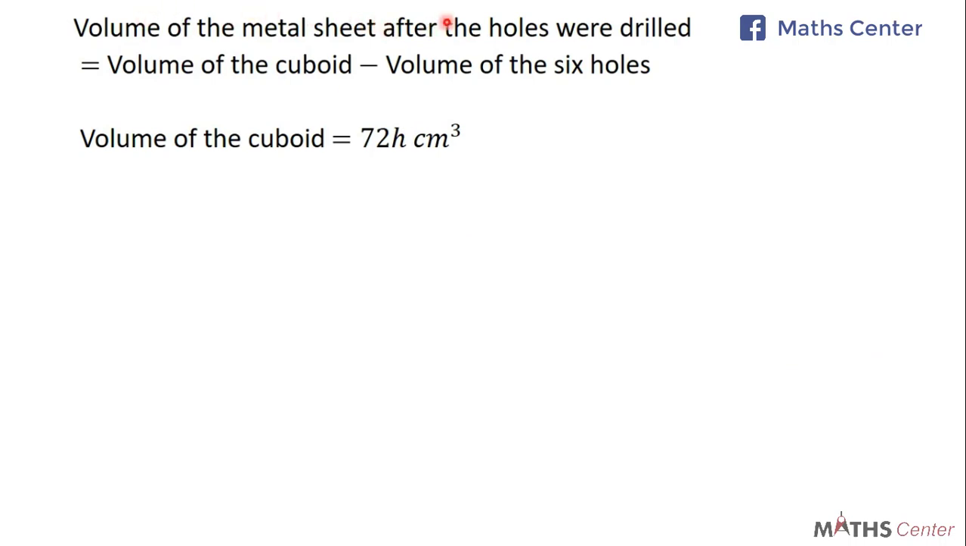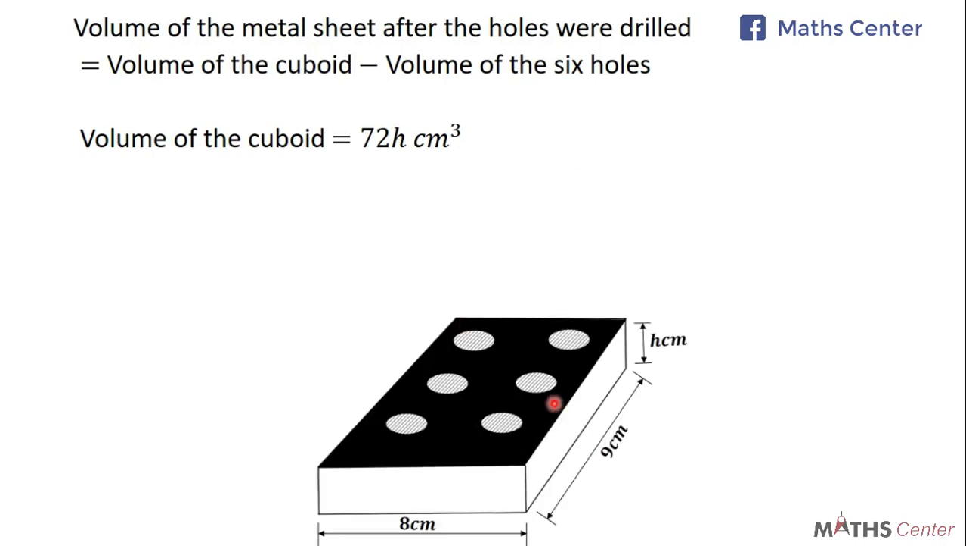Volume of the metal sheet after the holes were drilled is equal to volume of the cuboid minus volume of the 6 holes. So now we have drilled 6 holes into the metal sheet as we have here. So the volume after the holes were drilled will be the volume of the cuboid, that is before the holes were drilled, minus the volume of the 6 holes.